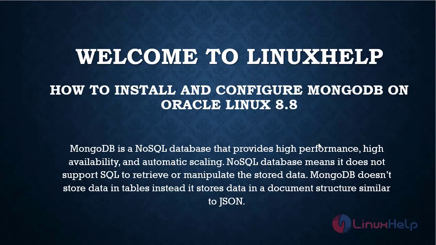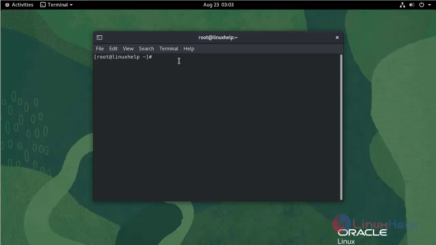MongoDB is a NoSQL database that provides high performance, high availability, and automatic scaling. NoSQL database means it does not support SQL for querying or manipulating the stored data. MongoDB does not store data in tables. Instead, it stores data in document structures similar to JSON.